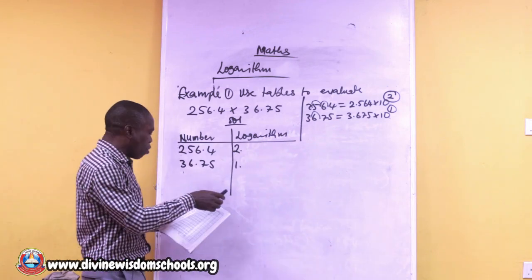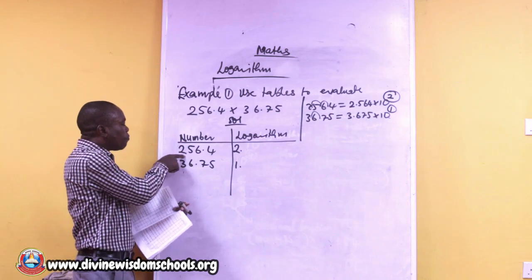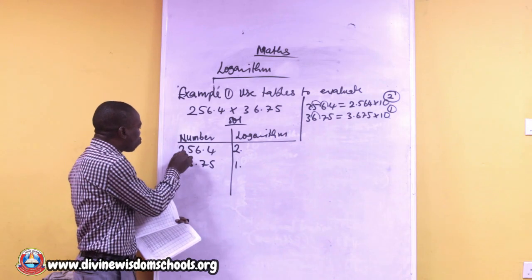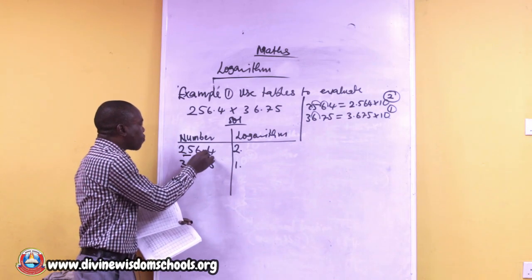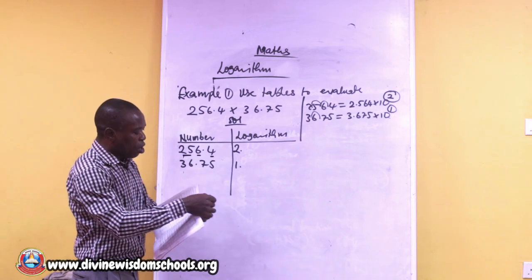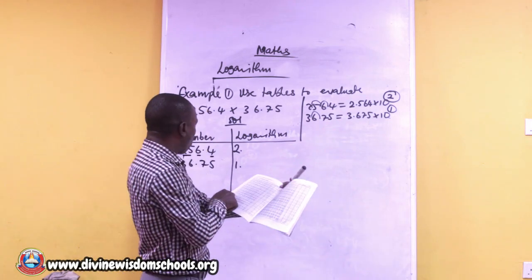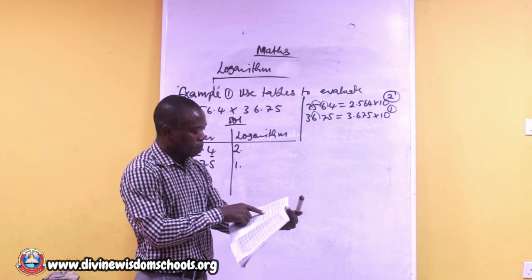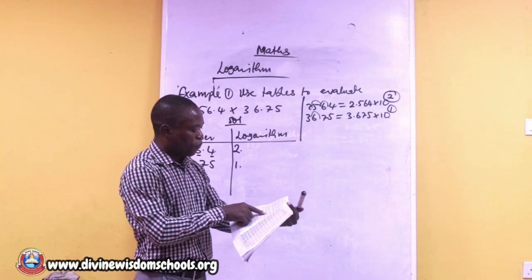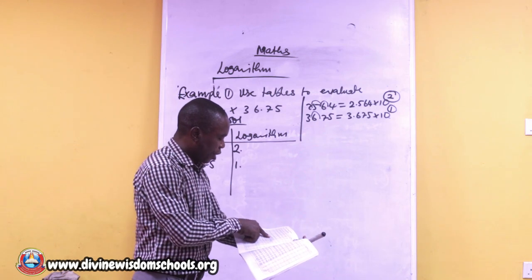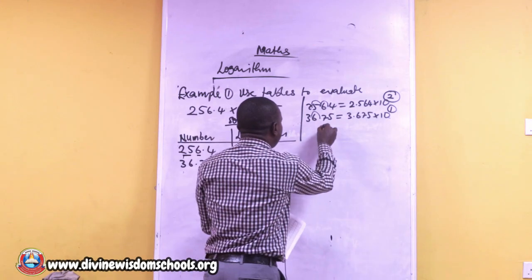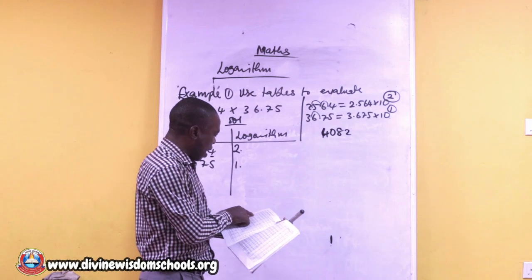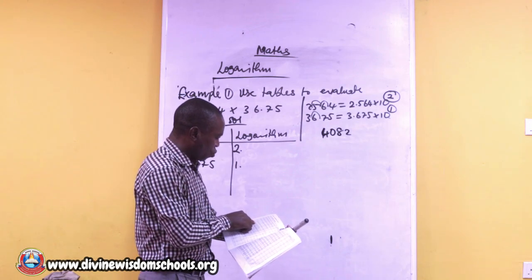Now, under that logarithm of numbers, you come to the number here. Pick the first 2 digits. The first 2 digits here is 25. So you will say 25 under 6, difference 4. So you go to your 4-figure table and locate 25. So 25 is here, 25 under 6. The number I have here is 4082. So 25 under 6 is 4082.